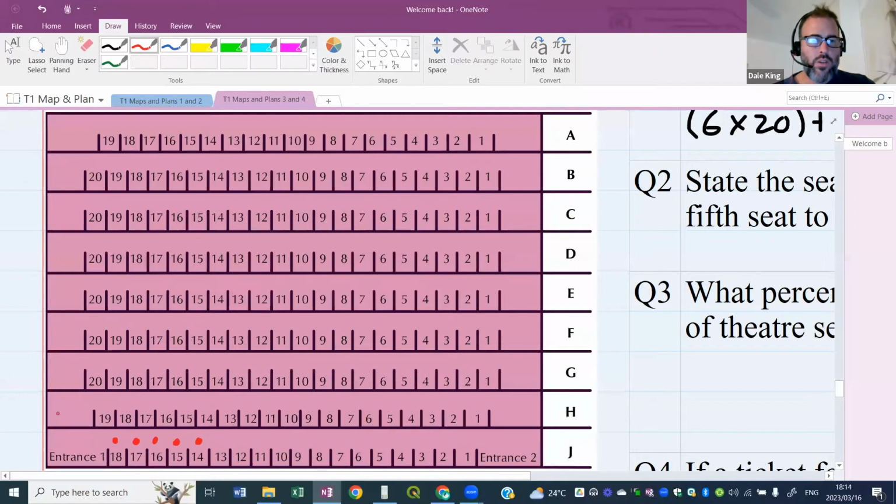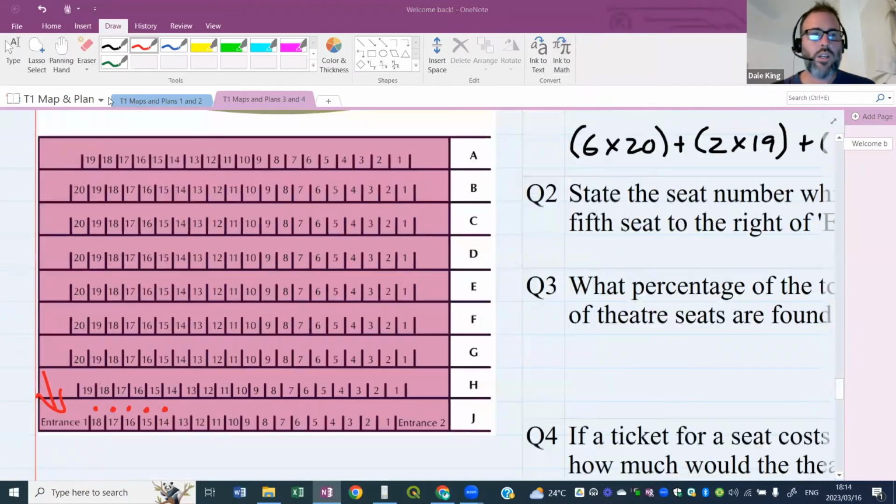All right, there's entrance 1 here, the bottom left. And we need the 5th seat to the right. So I'm counting 1, 2, 3, 4, 5. So the 5th seat to the right is seat number 14. So J14. If someone asked you in the theater, which seat is the 5th one to the right of entrance 1, you could say it's J14. Okay, but 14 is correct. Well done.